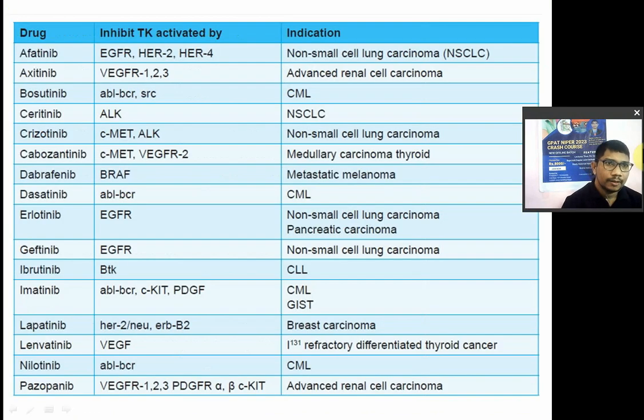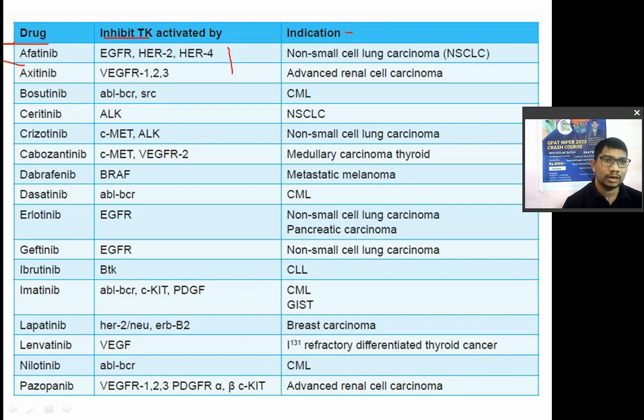So these drugs inhibit tyrosine kinase activity. Tyrosine kinase activity is increased in certain cancers, and it is inhibited by certain drugs known as targeted anti-cancer drugs. These are the factors which activate the tyrosine kinase activity in certain kinds of cancers. So in the first column the drug, in the second column the tyrosine kinase activity it inhibits, activated by, then its indication. So first is apatinib.